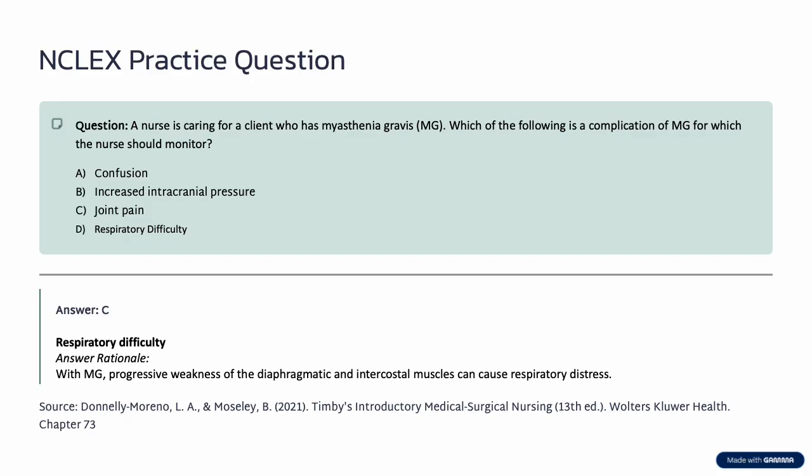And the answer is D, respiratory difficulty. With myasthenia gravis, progressive weakness of the diaphragm and intercostal muscles can cause respiratory distress.